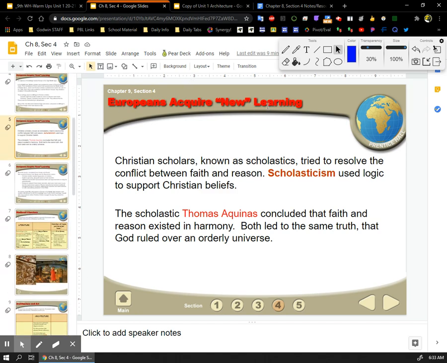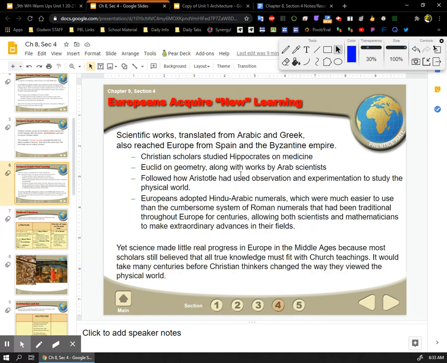So again, we are in the Europeans acquire new learning. Still in that same box, Europeans acquire new learning, we're going to see some scientific works get translated from Arabic to Greek. Okay, this is then going to reach Europe and Spain. The Byzantine Empire is going to bring that information and use it. So what's going to happen is, once you see the scientific works get translated, Christians, the scholars in particular at the universities, they're going to get their hands on these thoughts about medicine, and it's going to revolutionize the world. Euclid is a person. He's going to work on geometry.